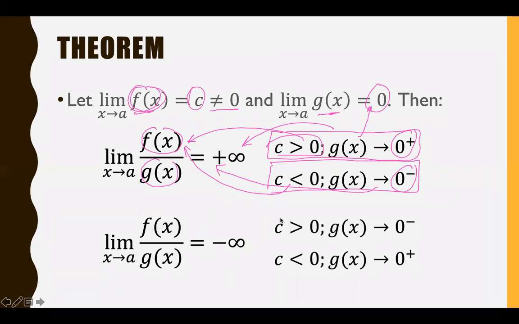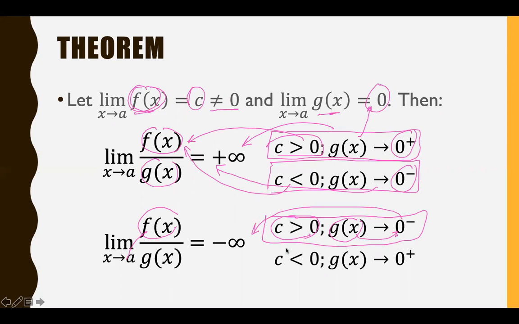So let's try to analyze first the first condition on the second theorem. It will be negative infinity if the value of our c, or the value of our f of x when substituted from a, is greater than 0. However, our g of x, the denominator, which is 0, is approaching 0 from the left. So the answer for that is equal to negative infinity.